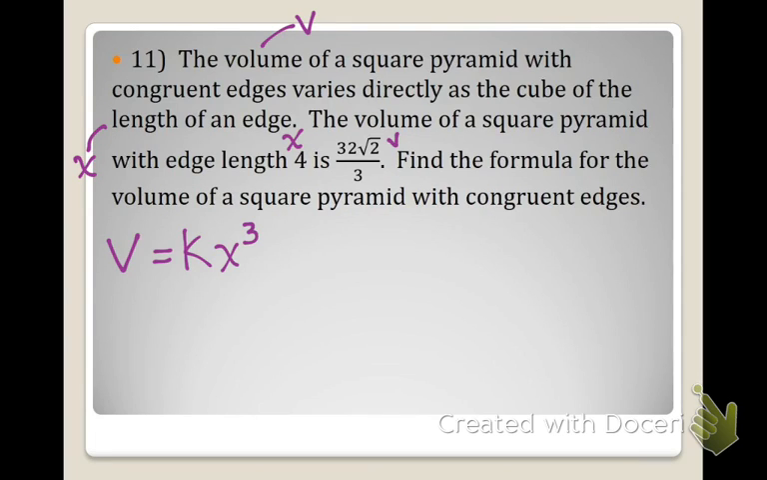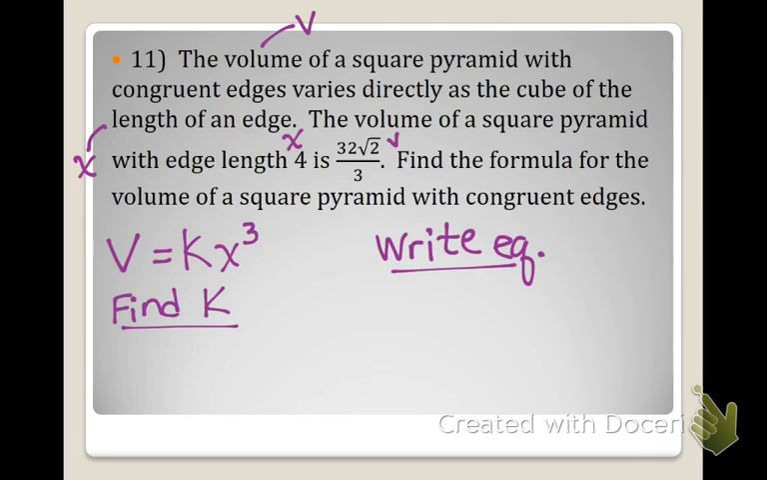I just like to make little notes as I'm writing. Find the formula for the volume of a square pyramid with congruent edges. So if we're finding the formula, that means that we first have to find K, that's always our first step, and then write an equation. We don't have to use our equation on this one because they didn't give us any other numbers. They didn't then say find the volume if the edge length is blank. So find K, step 1, and then we will write an equation, step 2. Or write a formula, same thing. Formula, function, equation, they all look very similar to us on these problems.